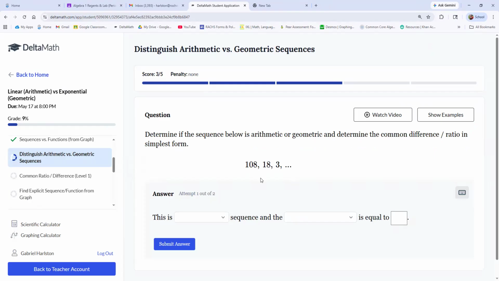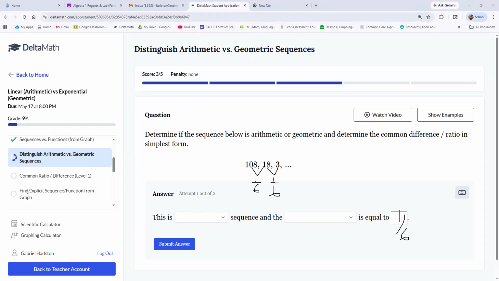One more, and then I'm going to wrap it. All right. I can see that this is not changing by the same amount, so it's not arithmetic. It must be geometric. So we're just going to divide. 3 divided by 18 is 1/6. And 18 divided by 108 is also 1/6. So my common ratio is 1/6. That's what I'm putting in there.